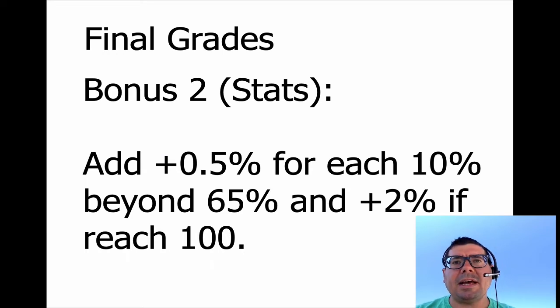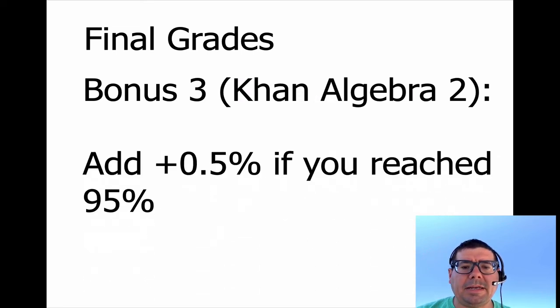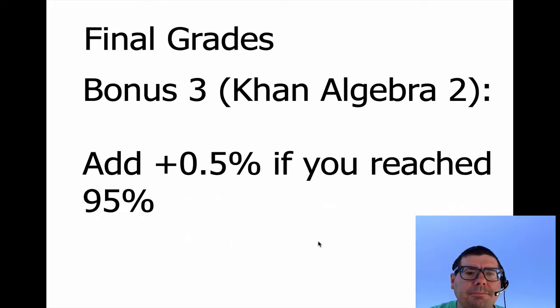So on stats, I asked you to complete 65% of your work. So if you had done 75%, that's 10% beyond 65, that would be a half point on your final average for that year. If you did 85%, that would be two half points or a full point, and so on and so forth. For Khan Algebra 2, I gave you a half point if you reached 95% or above.